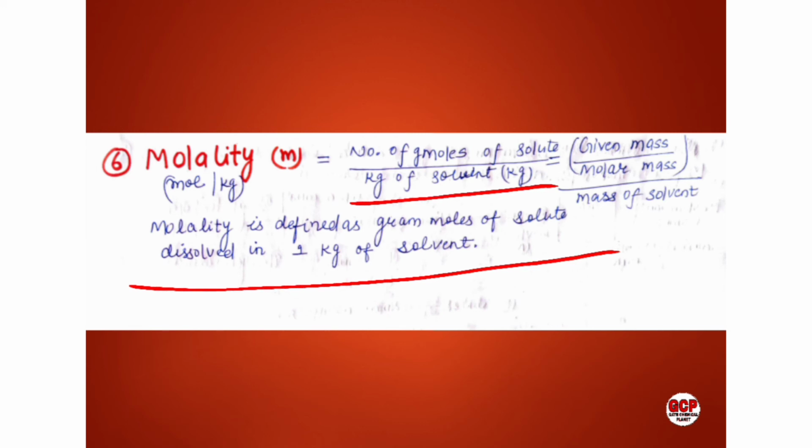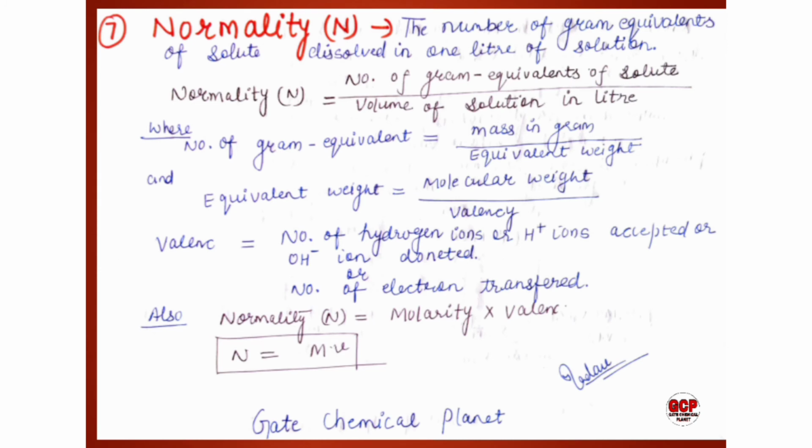So now we will discuss the next property, which is normality. Concentration is also represented in terms of normality. Normality equals the gram equivalents of solute dissolved in 1 liter of solution. It means normality, capital N, is equal to the number of gram equivalents of solute divided by the volume of solution in liters, where the number of gram equivalents equals the mass in grams divided by the equivalent weight.